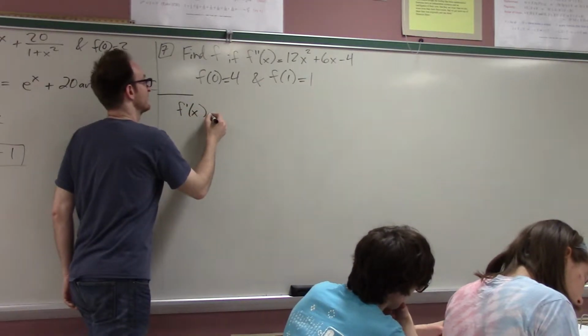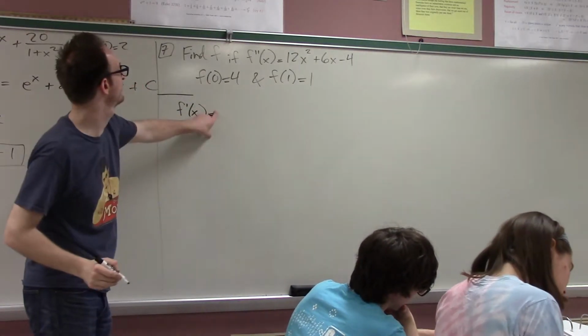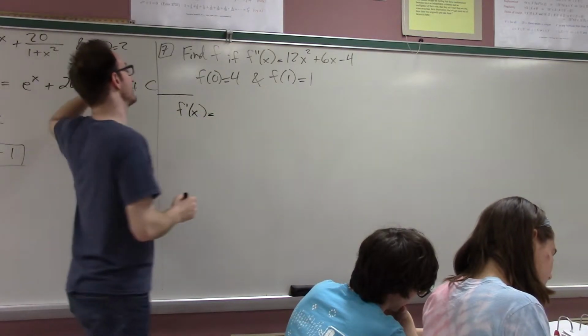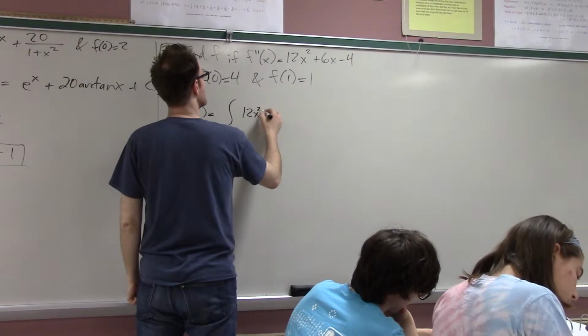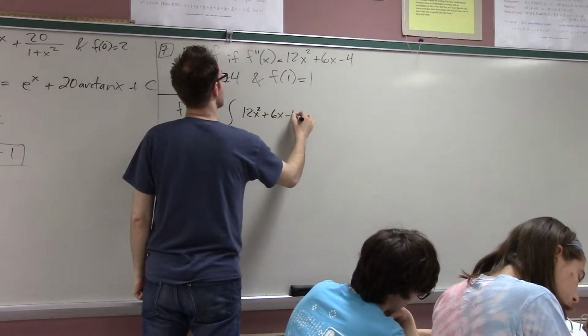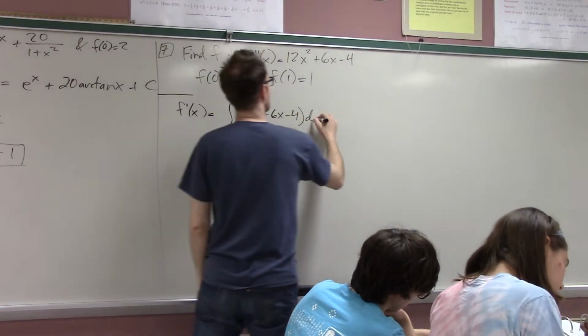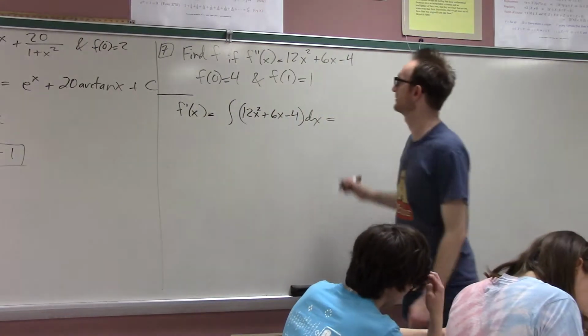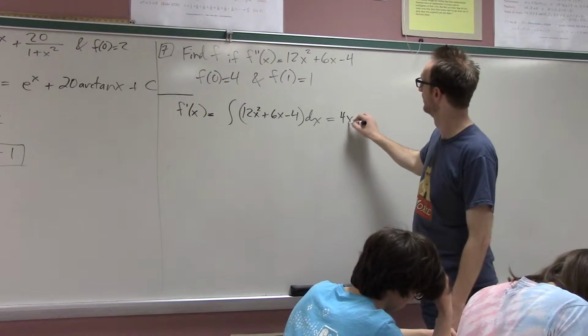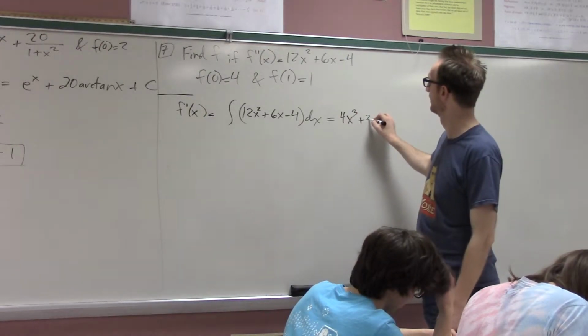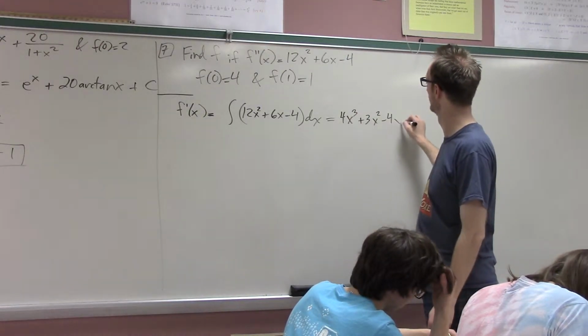So if I have the formula for f double prime, then f prime must be an antiderivative of that. So I'm going to antidifferentiate 12x squared plus 6x minus 4. And when I do that, I get 4x cubed plus 3x squared minus 4x plus c.